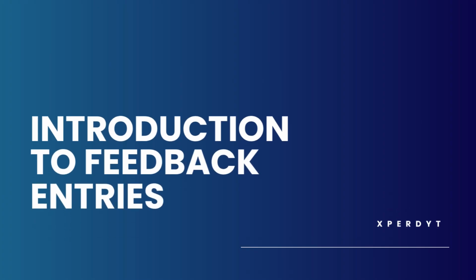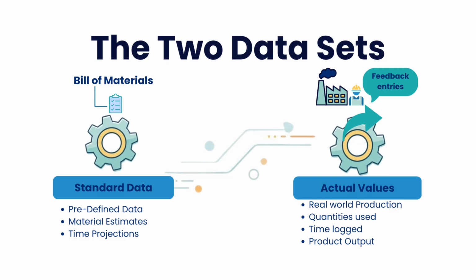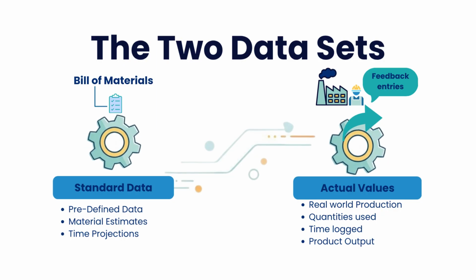In this video, we will explore feedback entries. The primary purpose of feedback is to bridge the gap between your planned production and what actually happens on the factory floor. Every works order contains two separate sets of data: the expected standard, pulled from your bill of materials, and the actual values captured during production.